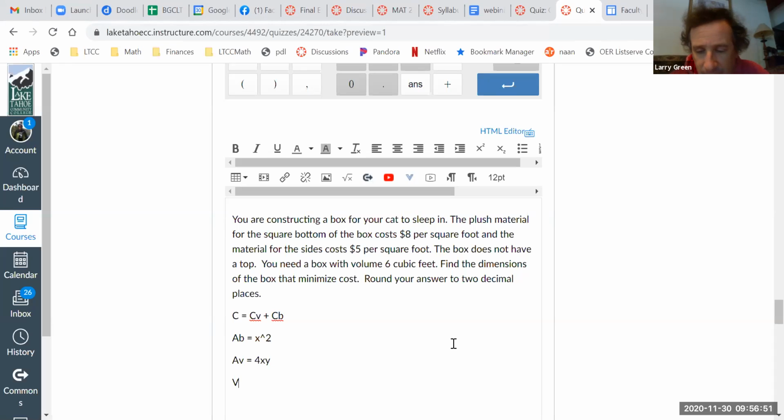How about the volume? Capital V, by the way, which is different than lowercase v. What is the volume of the box? Yeah, it's x squared y. And you're told that your volume needs to be 6 cubic feet. So call that 6. Any questions on that? Okay, so in particular, we have y equal to 6 over x squared. Any questions so far?